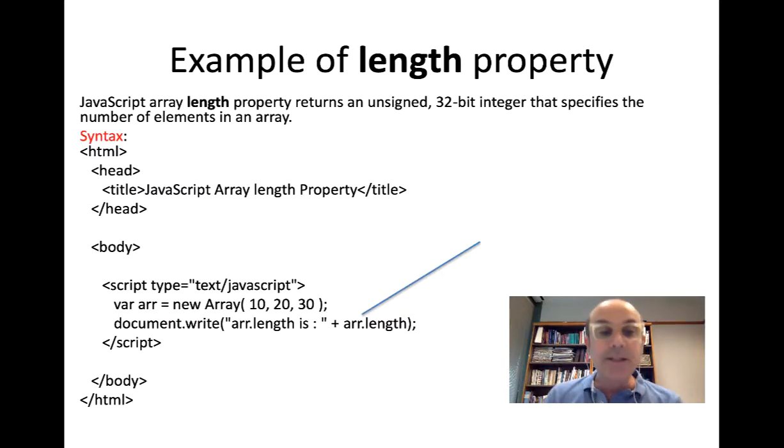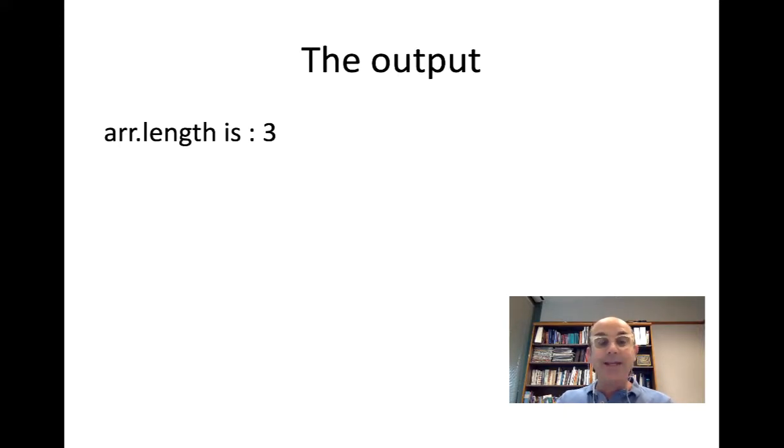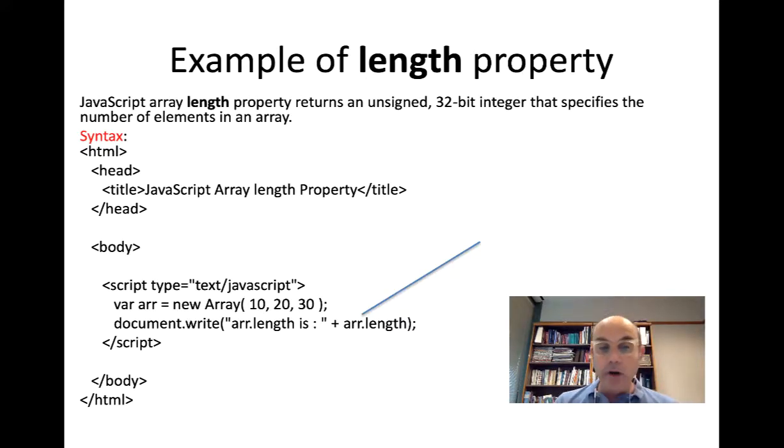So in this case, the length of the array, and we let it out, and the arr is what we are looking for, the length property, and in this case, it will return a 32-bit integer to verify the number of elements in the array. In this case, it will be equal to 3. So what is going on here?